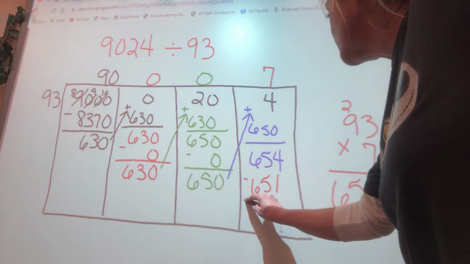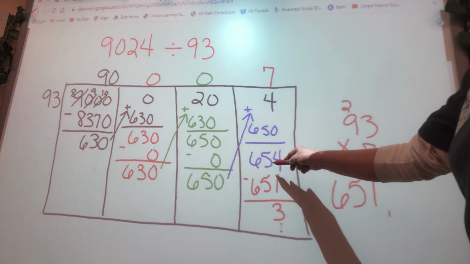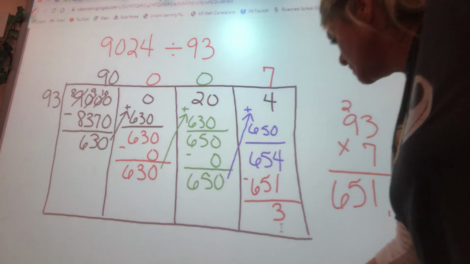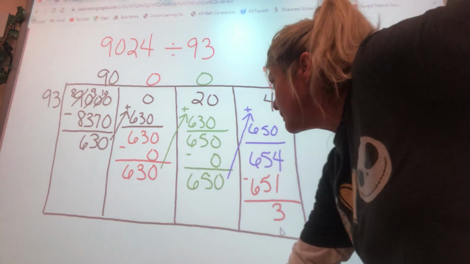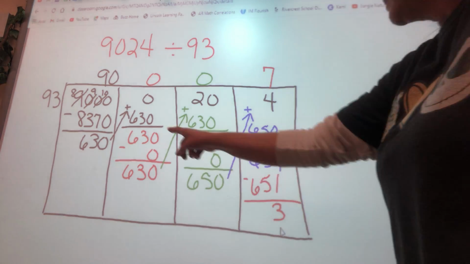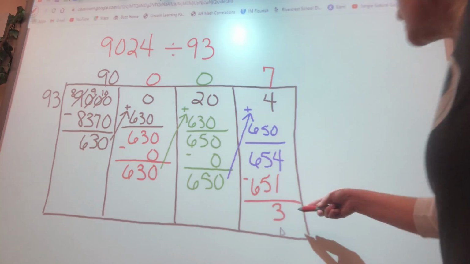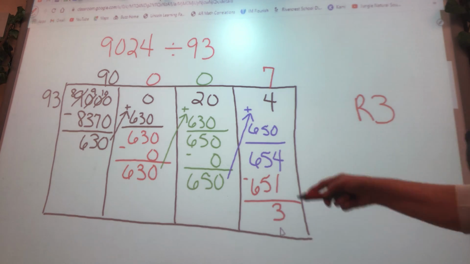651, and I subtract. 4 minus 1 is 3. 5 minus 5 is 0, and 6 minus 6 is 0. So I've got all my boxes covered, and this number is less than the divisor, so I know that this is what was left over. So this is my remainder. I have a remainder of 3.